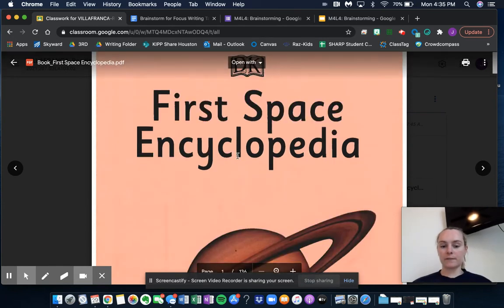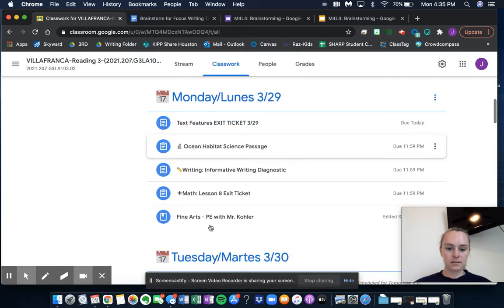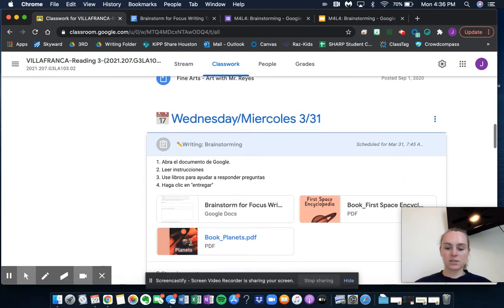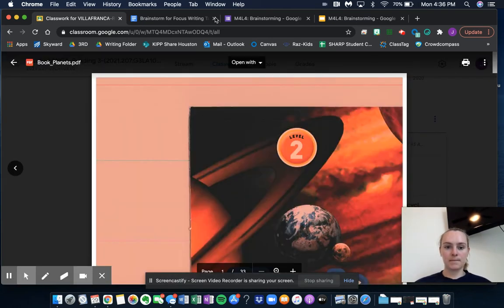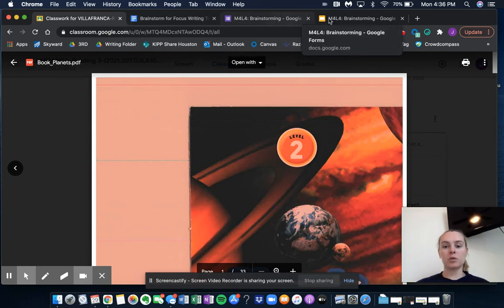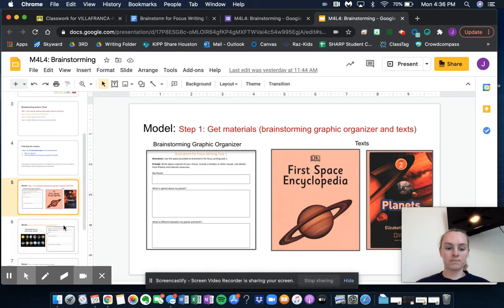So I'm going to first start with space. So let's see, I'm going to open planets. Okay. So that is step 1. I gathered all my materials. I know where they are.